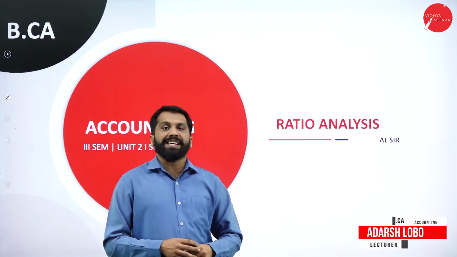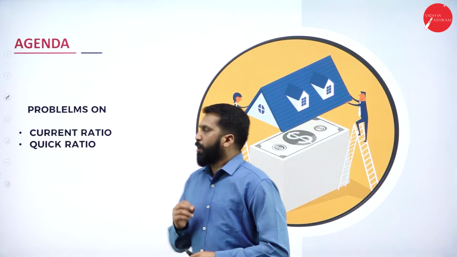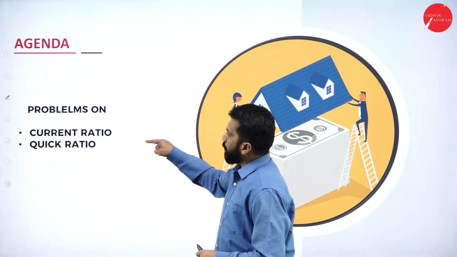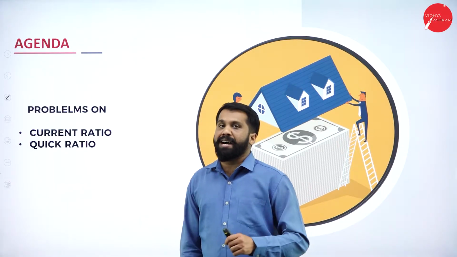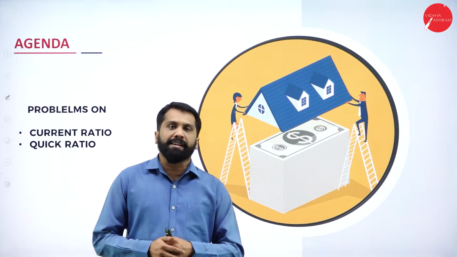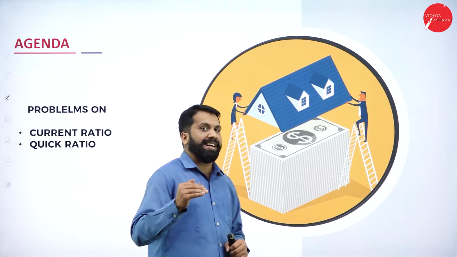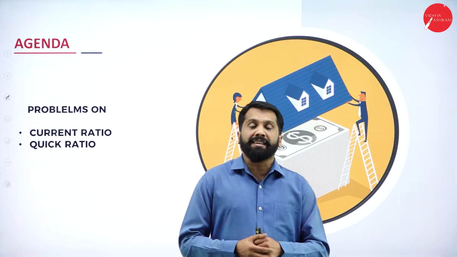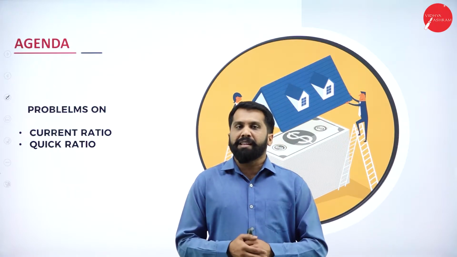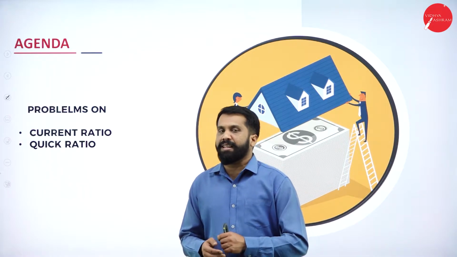Now, what is the agenda for the day? The agenda for the day is very simple. We will discuss the problems on current ratio as well as quick ratio. What is the formula for current ratio? In the previous session, we discussed current asset divided by current liability. We will understand what is current asset and what is current liability.